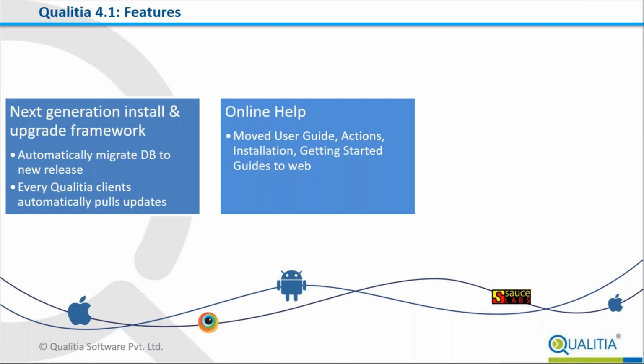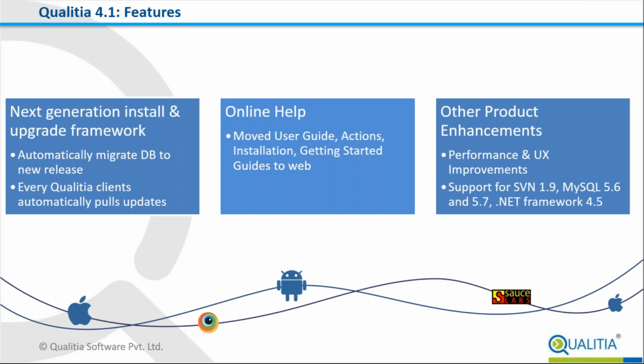We have moved most of our online help like user guide, actions, installation, and getting started guides to the web. You no longer need to refer to these documents on the file system along with the Qualisha installation. All of these documents are available online. We are constantly working to make the rest of the user help or other guides available on the web, and all of this will be complete in the next few phases, the next few months.